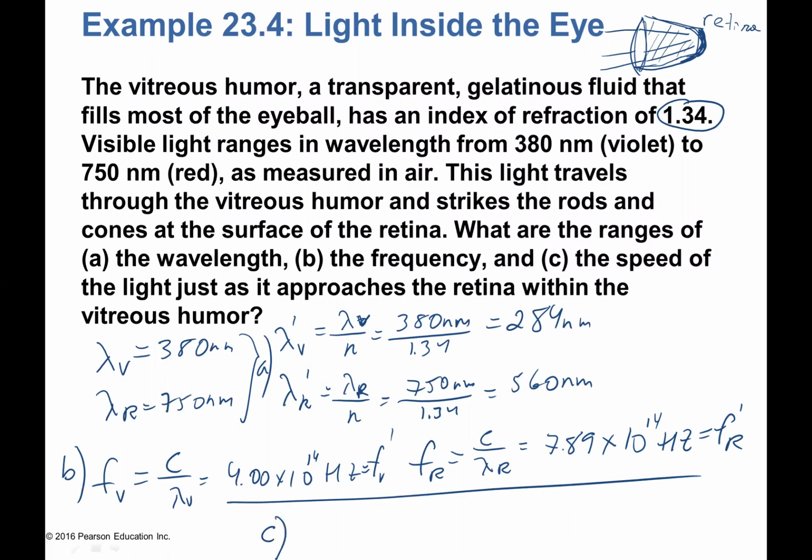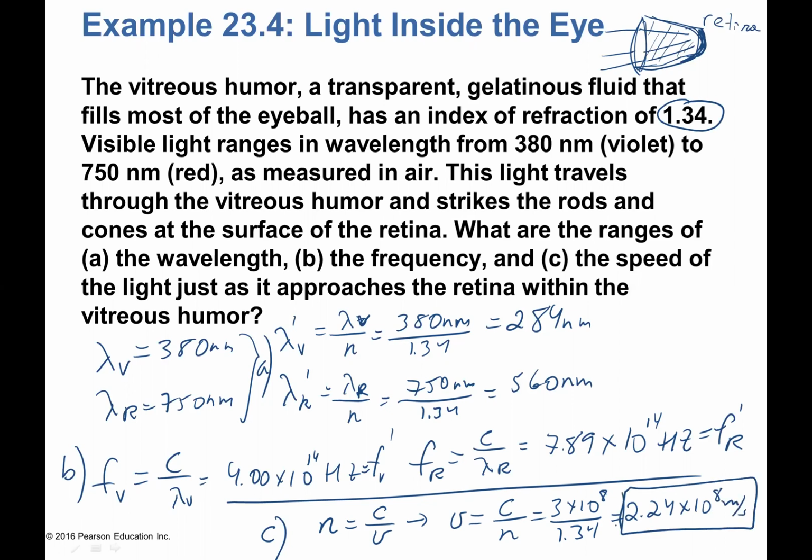Part C asks, what is the speed of the light just as it approaches the retina within the vitreous humor? I know that the index of refraction equals the speed of light in vacuum over the speed of light in that medium. So v equals c over n, which is 3 times 10 to the 8 divided by 1.34. Calculating the velocity, it is 2.24 times 10 to the 8 meters per second. That means the velocity of light is less in the vitreous humor than in vacuum. It's still very fast, but you can see it's a big drop.